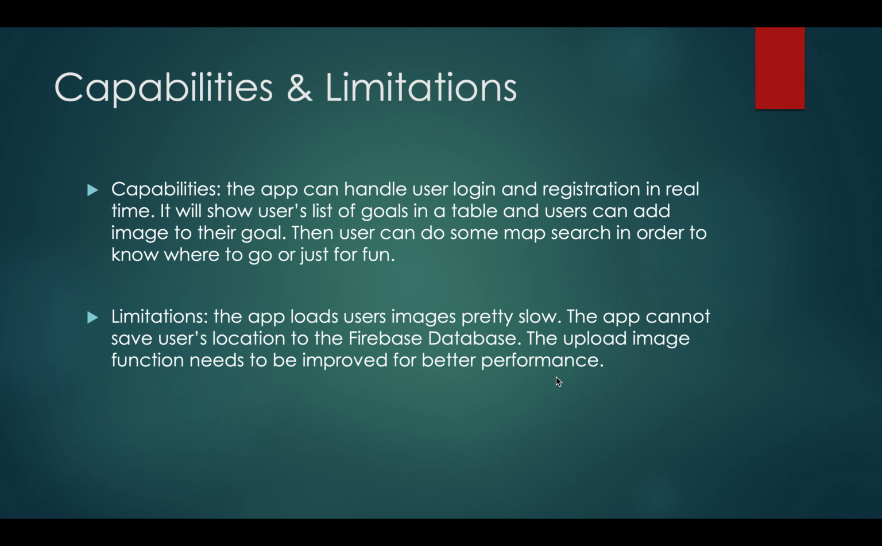So the capabilities and limitations of this app are as follows. Capabilities: it can handle user login and registration in real time. It will show the user's list of goals in a table, and users can add an image to their goal. The user can do map searches in order to know where to go, or just for fun. The limitations: the app loads users' images pretty slowly. I don't know why, and I'm trying to solve it. The app cannot save users' locations to the Firebase database. The upload image function needs to be improved for better performance.